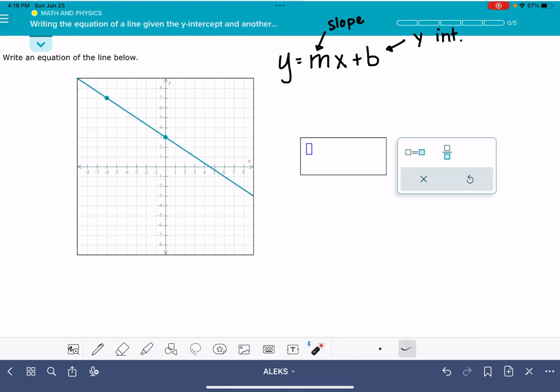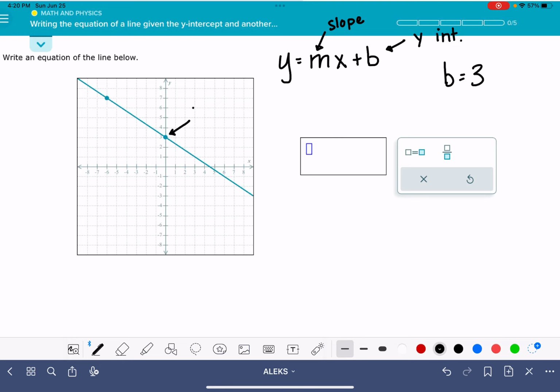So the first thing that I'm going to look for is the y-intercept, the place where the line crosses the y-axis. The y-axis is this one, and it crosses the y-axis at 3. So I know that that's my y-intercept. I'm just going to write b equals 3.